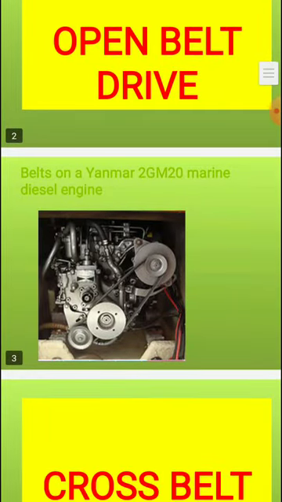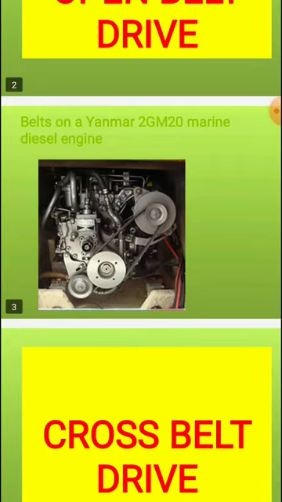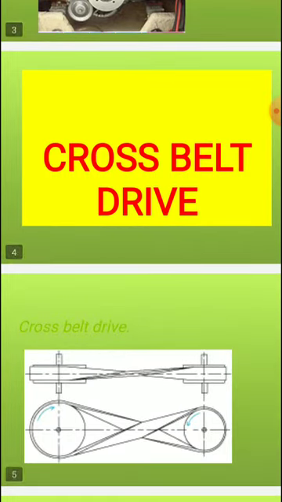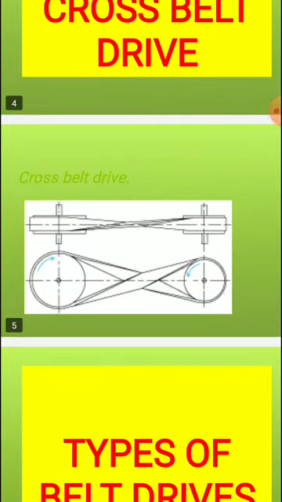This is a beautiful example of a diesel engine, a Yanmar 2GM20 marine diesel engine. We can observe here how the open belt drive is connected. Next is the cross belt drive. When the belts are arranged in the cross manner, you can see over here that the movement of the shafts is in the opposite direction. For that particular thing, the cross belt drive is used.